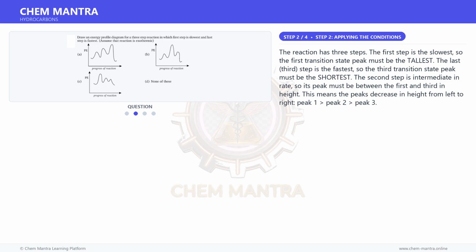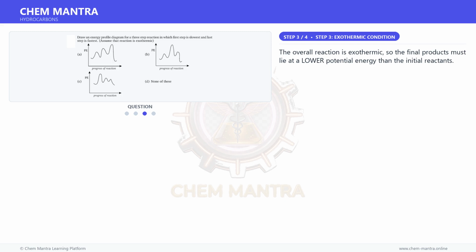The second step is intermediate in rate, so its peak must be between the first and third in height. This means the peaks decrease in height from left to right, peak 1 to peak 3. Moving on to the next step. The overall reaction is exothermic, so the final products must lie at a lower potential energy than the initial reactants.